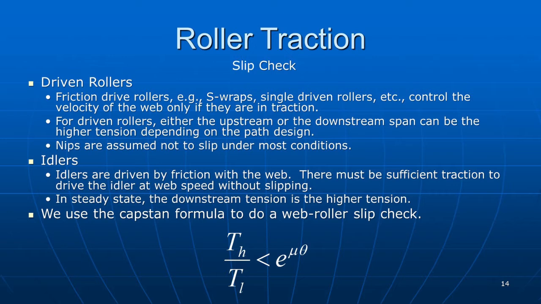Idlers are driven by friction with the web, so there must be sufficient traction to actually drive the idler at the speed without slipping. In steady state, the downstream tension is the higher tension, and we use the Capstan formula to do a web-to-roller slip check.